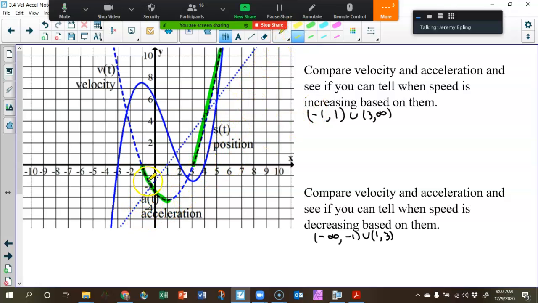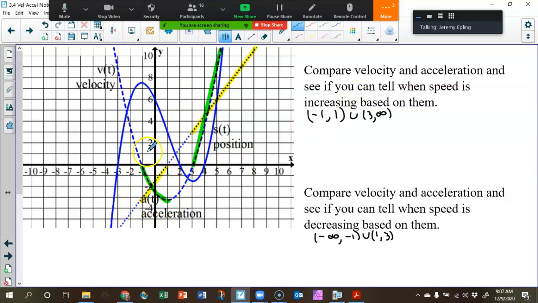Okay, well, let's highlight here our acceleration from -1 to 1. So I've got some acceleration that's negative, and then from 3 to infinity, again, I've got some acceleration that's negative. I've got some acceleration that's positive. Acceleration by itself is not enough information to tell me about speed is increasing.